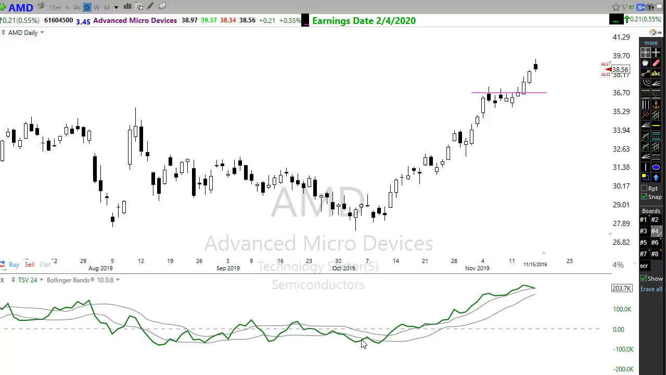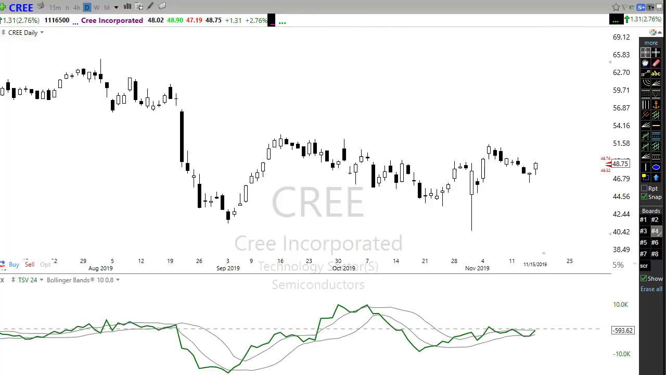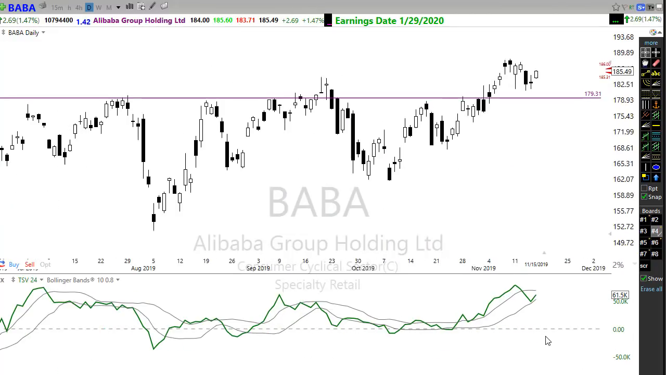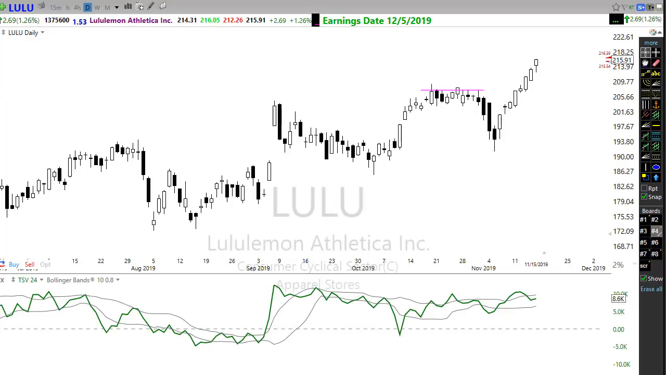So what I want to say is if you decide to use TSV, you need to practice, and I mean practice a lot. You need to look at a lot of charts. You need to go back and forth in those charts. You need to look at what that chart is telling you, if it's giving you any useful data, useful information that makes some sense. Are we really seeing accumulation? And remember, that's all this is. Accumulation, distribution.